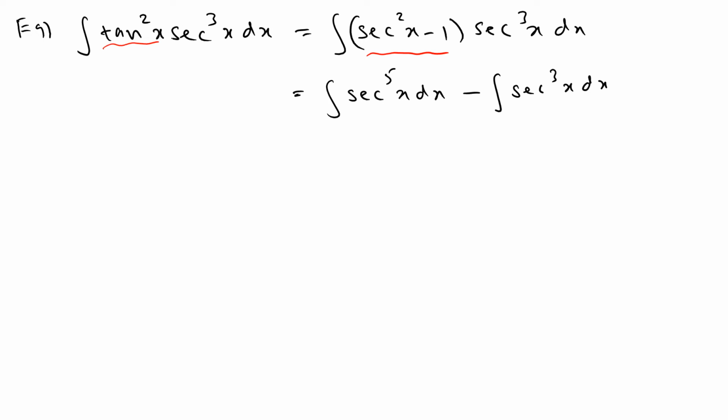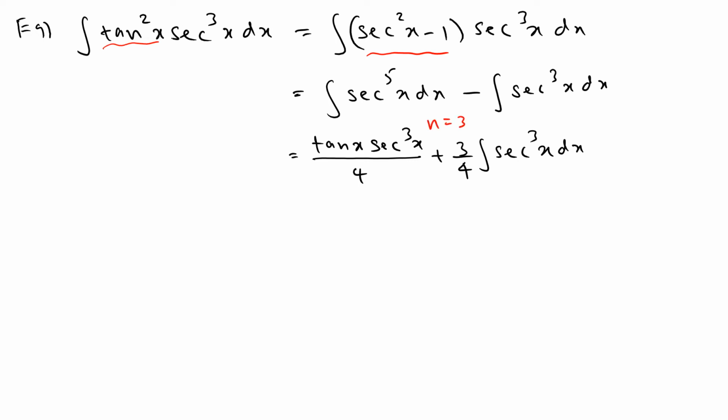So let's first use the secant formula for the first term. If you use the secant formula with n equal 5, you're going to get tan x secant cube x divided by n minus 1, that means 4, plus 3/4 secant cube x dx. That's from the reduction formula. We use n equal 5 for the reduction formula, and we don't do anything with the second one. I'm going to leave it like that. You're going to see the reason.